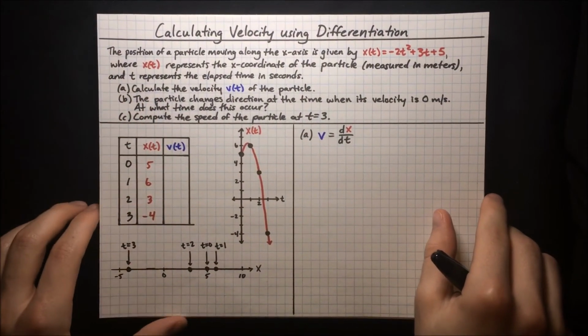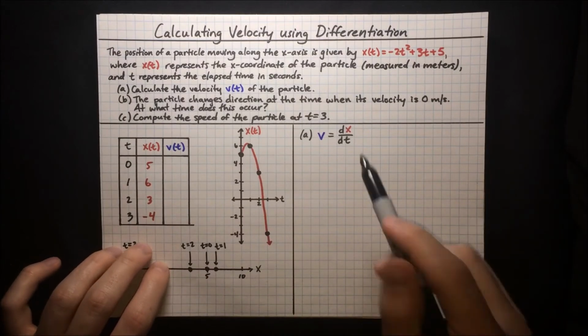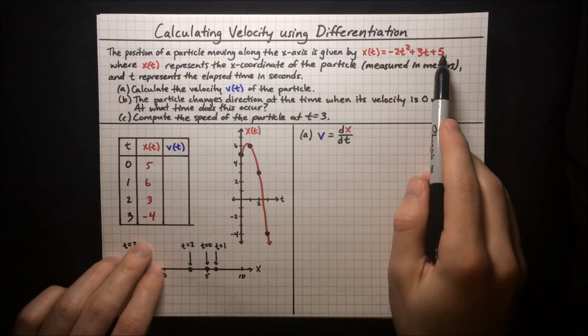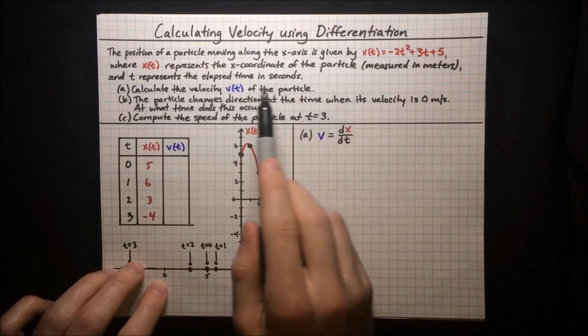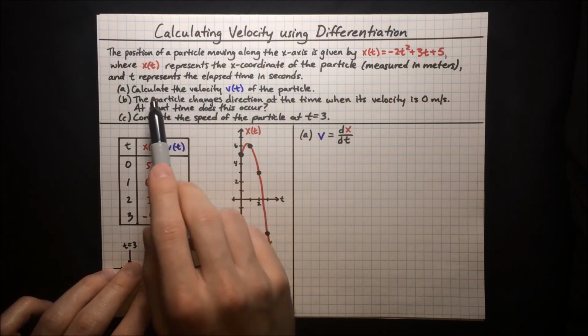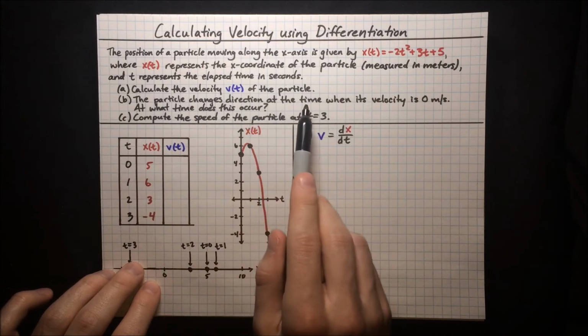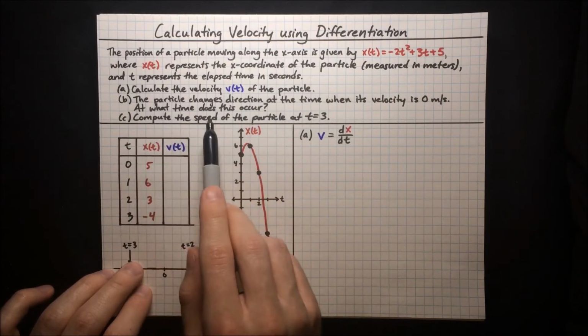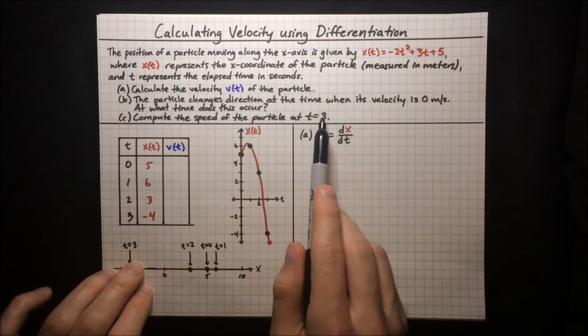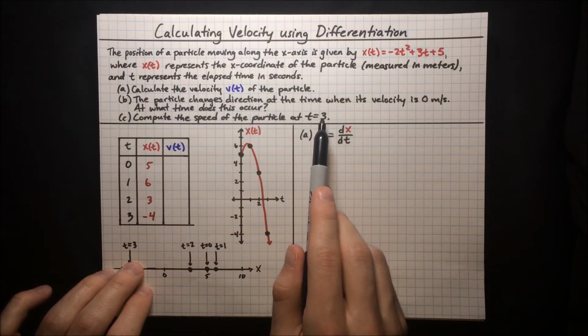Here's another example, which is similar, but this time we've got a more complicated position function, and we want to figure out more things about the traveling particle. So not just its velocity, but also when does it change direction, and also what is its speed at this particular time, t equals 3. Let's take things one step at a time though.